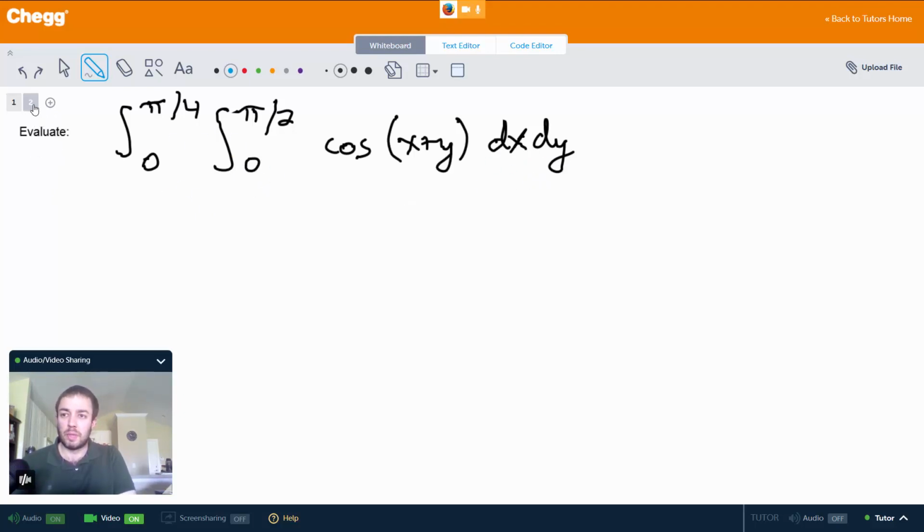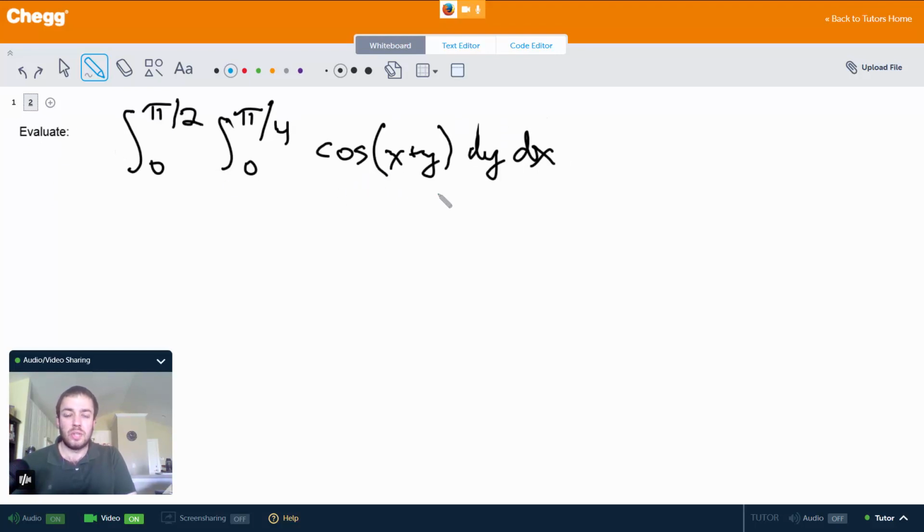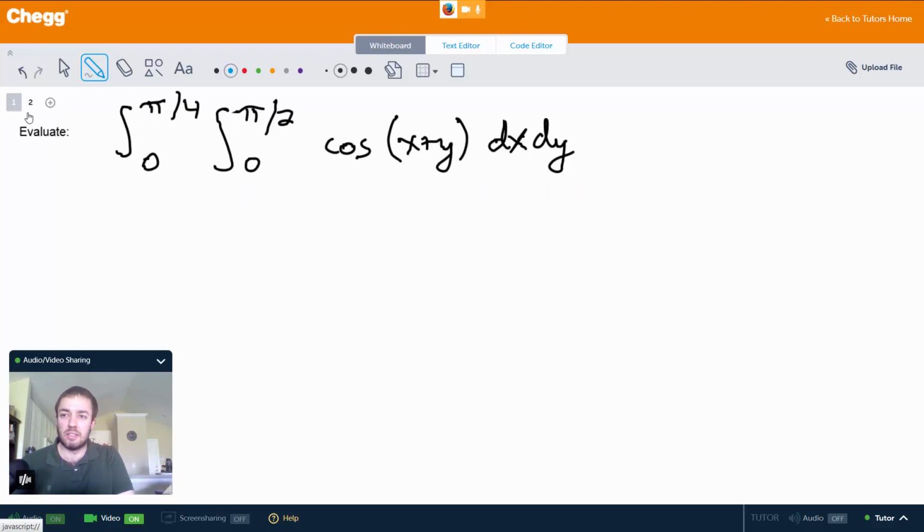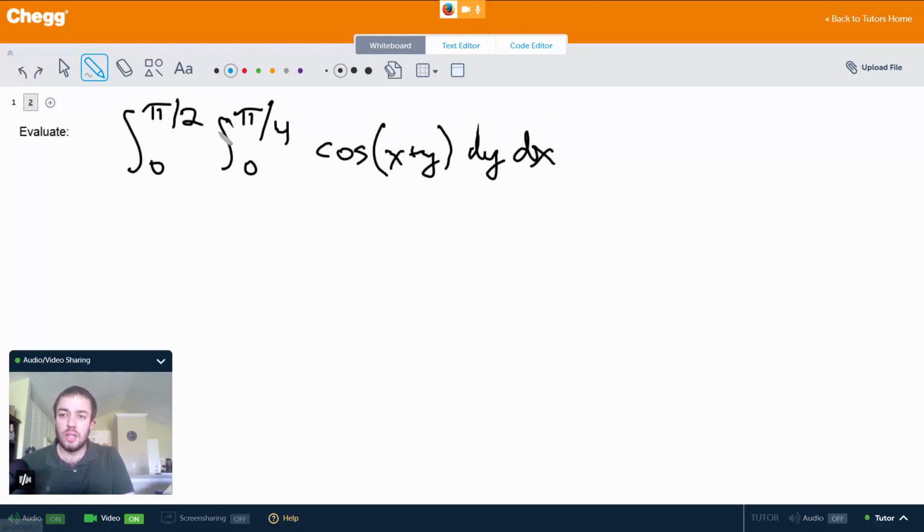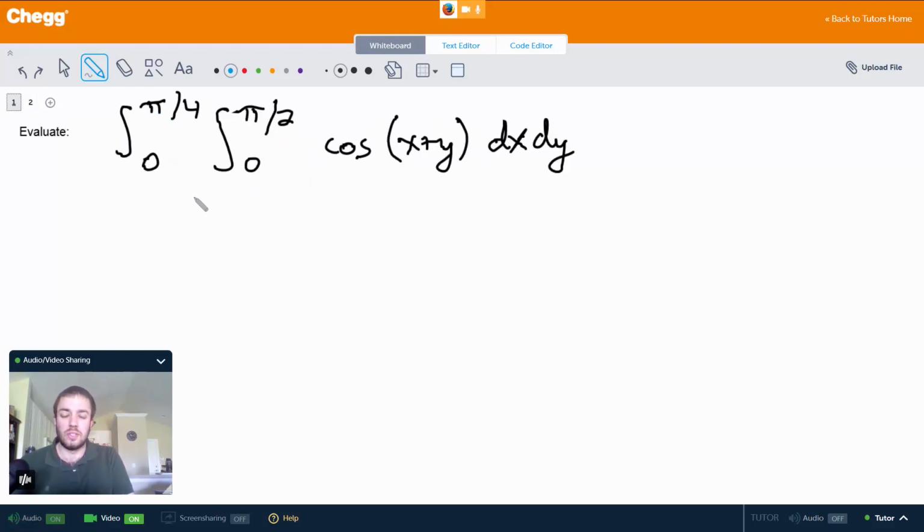So then what we're going to have is the same function, cosine of x plus y, but then we're going to integrate dy dx instead of dx dy. And notice that our integrals have also been swapped. So here, for the first one, we're going to integrate 0 to pi over 2 on the inside, and then the outer integral is from 0 to pi over 4. And then it's the other way around. Here, the inner integral has 0 to pi over 4, and the outer one 0 to pi over 2. Okay, so let's go ahead and get started.